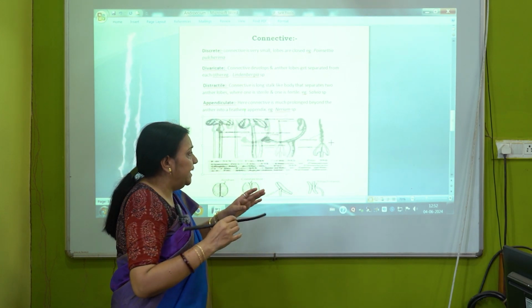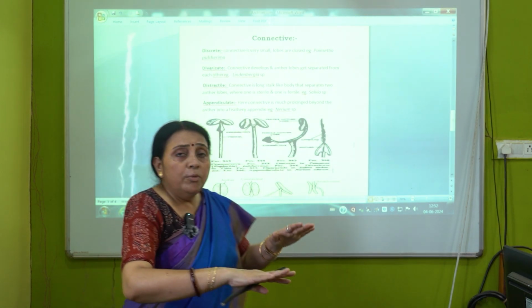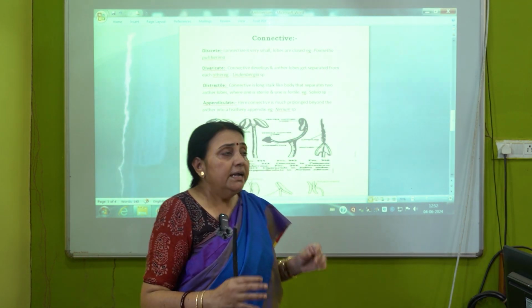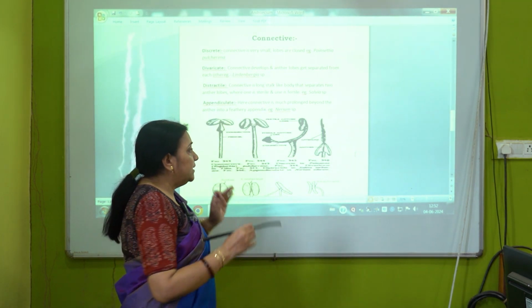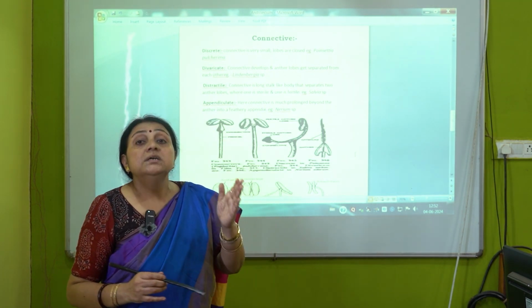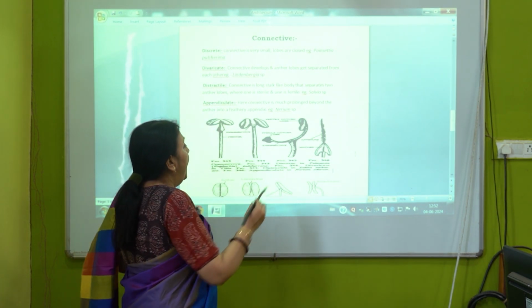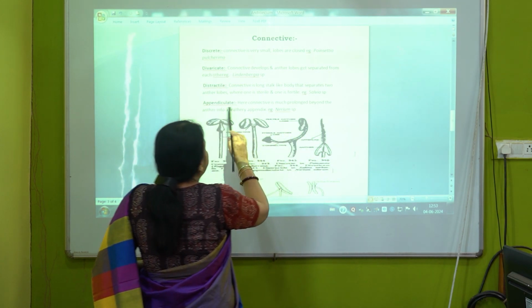It is not present in all genera. It is not common in all genera. It is a special character represented only by some special genera. And next, that is the appendiculate.